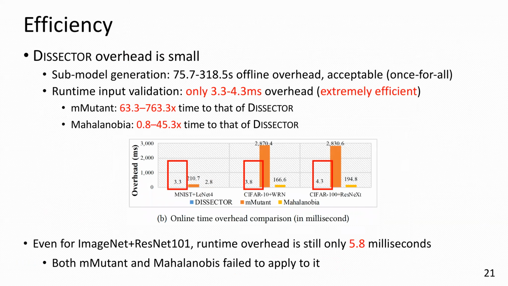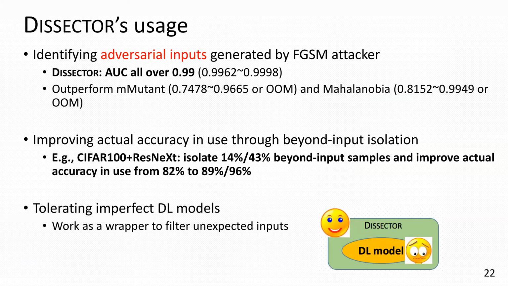Concerning the efficiency, Dissector's key input validation part takes only 3 to 4 milliseconds per sample. That is extremely efficient, while the existing approaches take tens or hundreds of times larger overhead. Even for complex subjects ImageNet and ResNet 101, Dissector still only takes 5.8 milliseconds for validation, while both existing approaches fail to apply. Despite its effectiveness and efficiency, Dissector can also be used in many other areas.